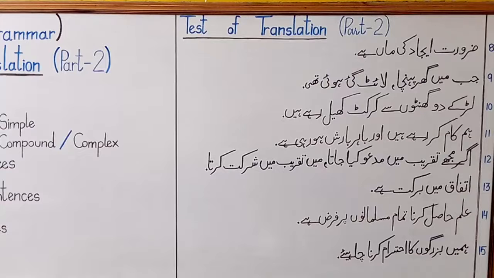Sentence number 12, अगर मुझे तकरीब में मदऊ किया जाता, मैं तकरीब में शिरकत करता. Here in this sentence, I have combined two things. Number one, this is a conditional sentence. Now you have to identify whether it belongs to type 1, 2 or 3, according to the instructions and technique I have given you already. And number 2, which I have combined here, is a passive construction, not an active construction. So you have to cudgel your brain, think about how to translate this sentence into English, and then accordingly translate it.